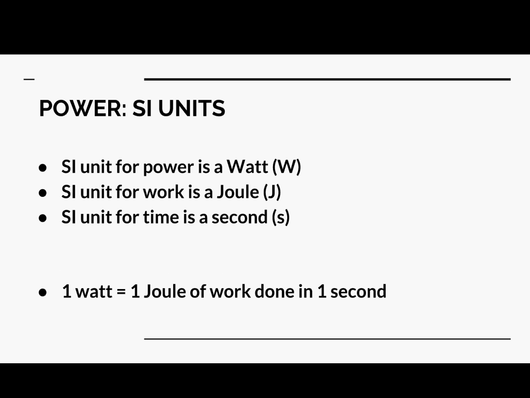All right, and our unit for power is the watt. Whenever I have power, it is a watt. So it is 1 joule of work, because remember joule is the unit for work, per second. Time is measured in seconds, the SI unit. So 1 watt of power is equivalent to 1 joule of work being done in 1 second. So those are our units for power.